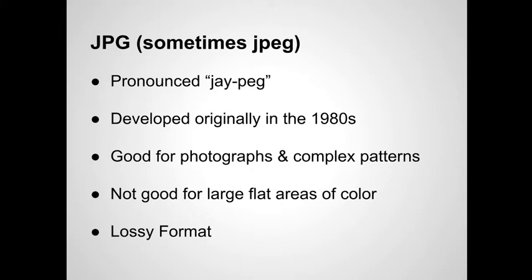The JPEG format was originally developed in the 1980s, and it's really good for photographs and complex patterns and so forth, but it's not so good for images that have large flat areas of color. Sometimes you'll see some blockiness, kind of like in digital cable or satellite TV. You see the same kind of thing in JPEG images. So things like logos and buttons are usually not JPEGs. JPEG is what's called a lossy format, the opposite of the lossless format that we had with the PSD file. A lossy format will allow certain information to be thrown away to make the image smaller.